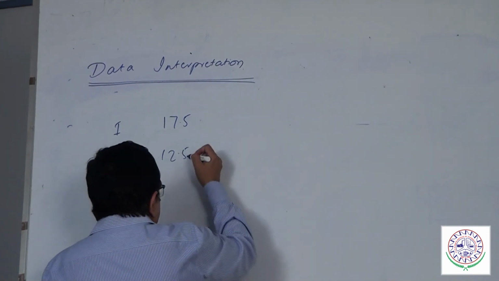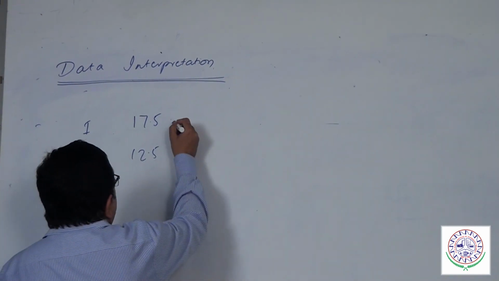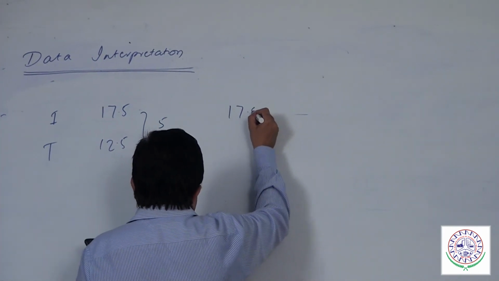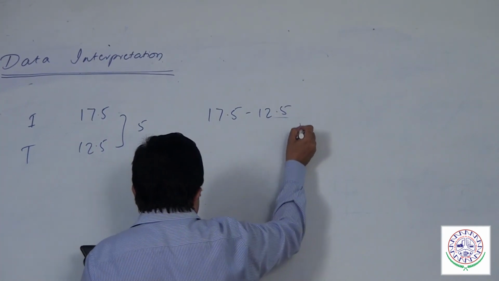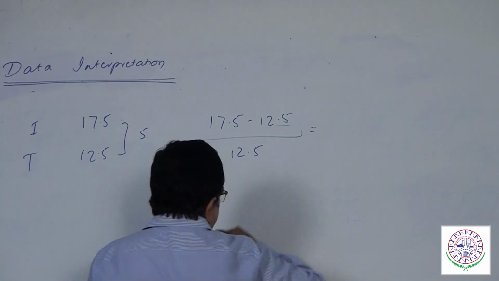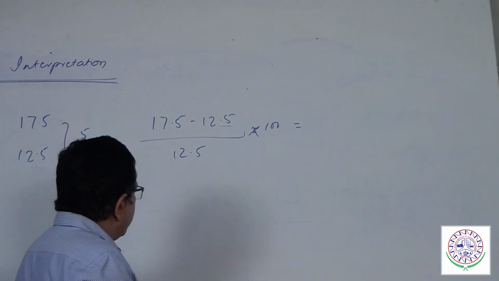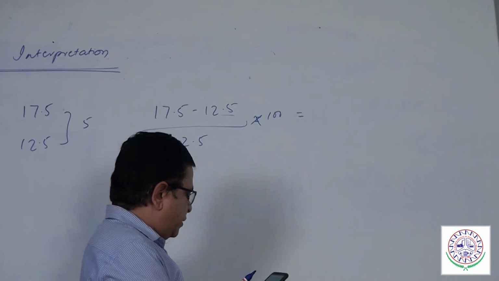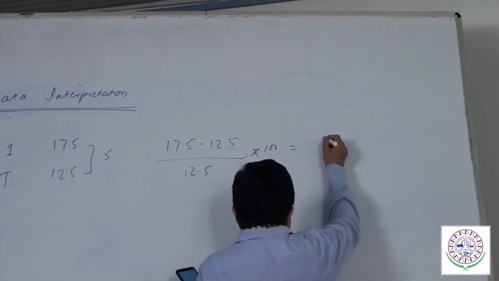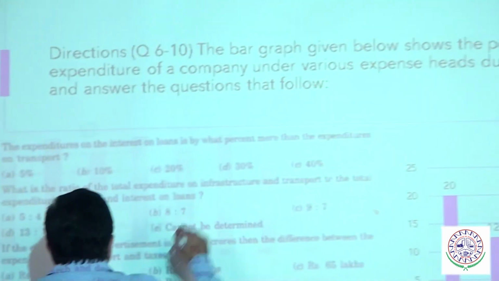The question is, by what percent more is this? This difference is 5. So the calculation is (17.5 minus 12.5) divided by 12.5, into 100. That is the percentage. So let's see, 5 divided by 12.5 is 40%. So here is the answer.